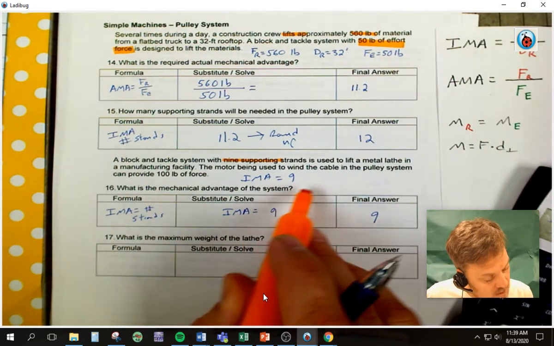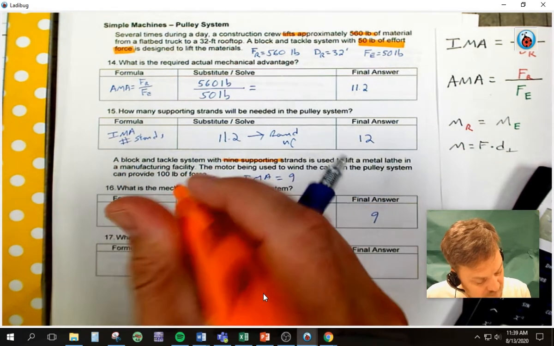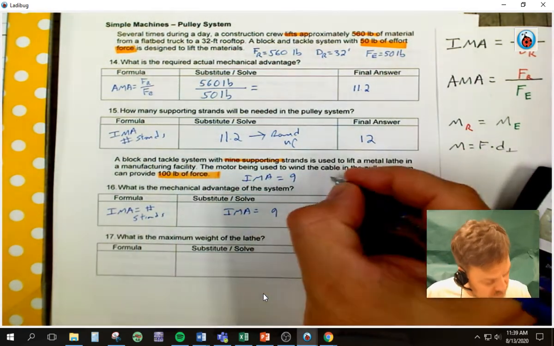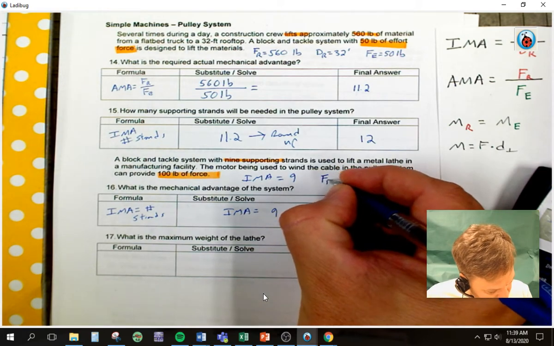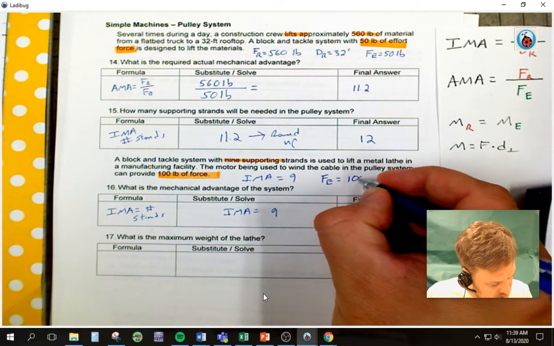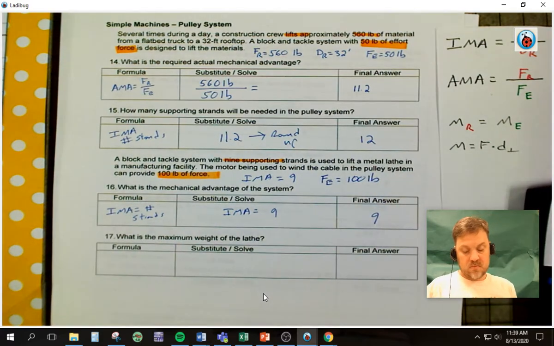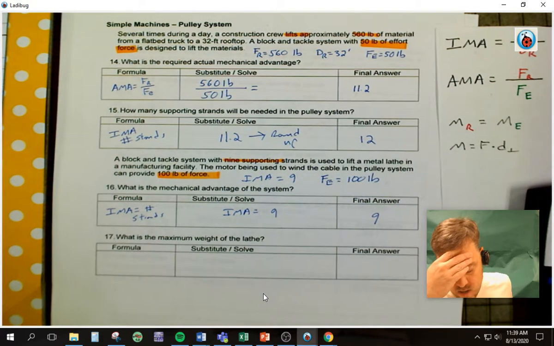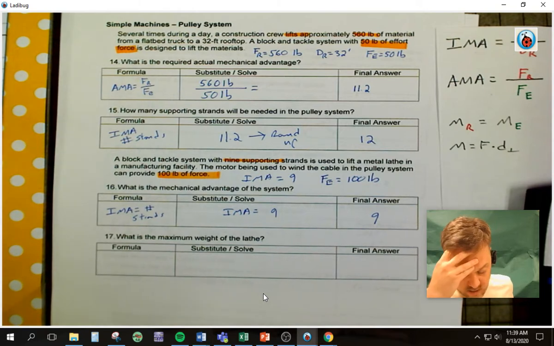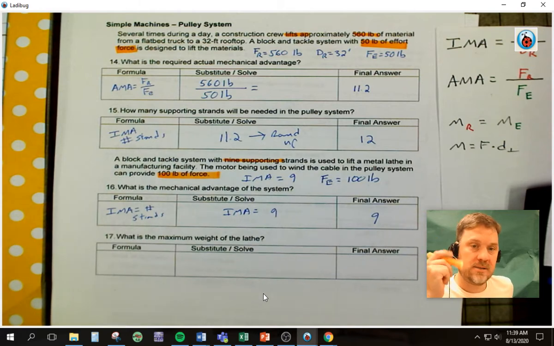Okay. It's used to lift this metal lathe. The motor being used to wind the cable in the pulley system can provide 100 pounds of effort. So my effort force is going to be 100 pounds. Okay. And then it says, what is the maximum weight of the lathe? So what we're saying here is, if I have a 9-to-1 ideal mechanical advantage, the effort force I can use is 1. How much can I lift? Well, you should go, well, 9 times 100 is what you should do there.